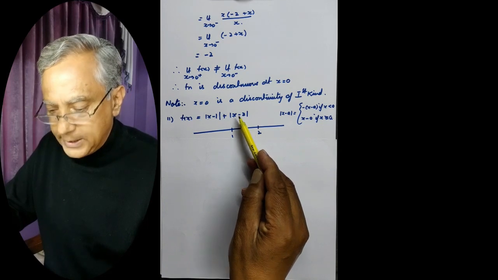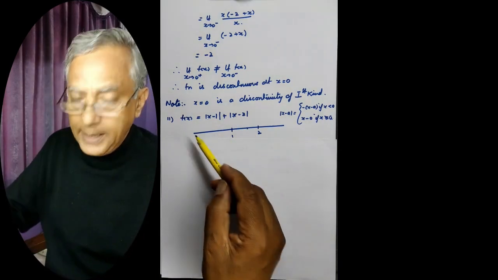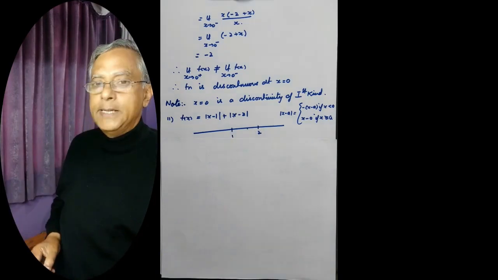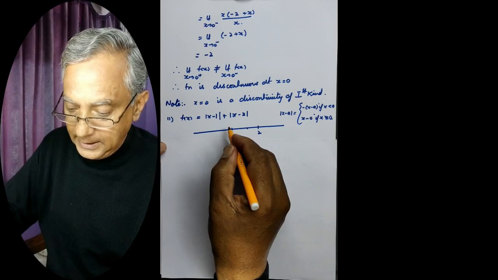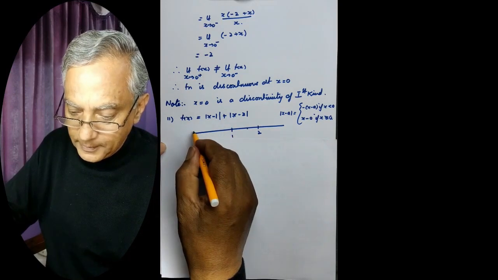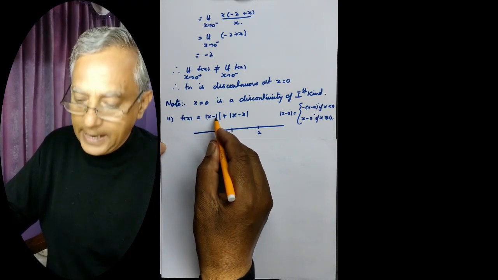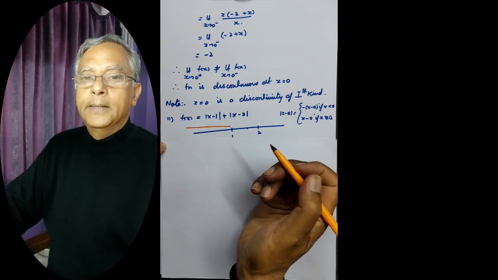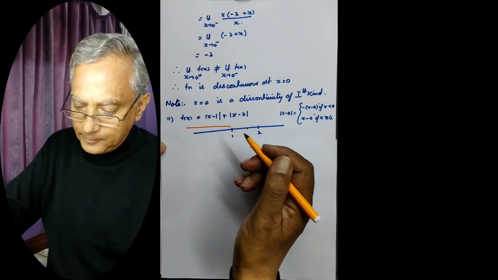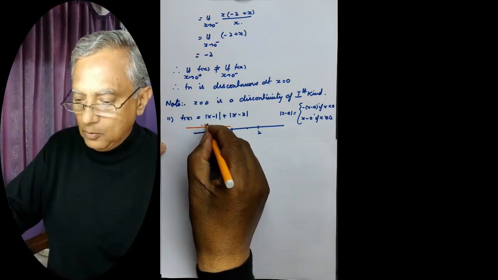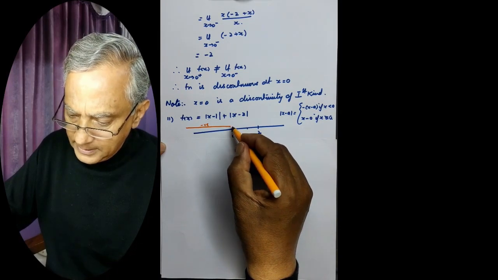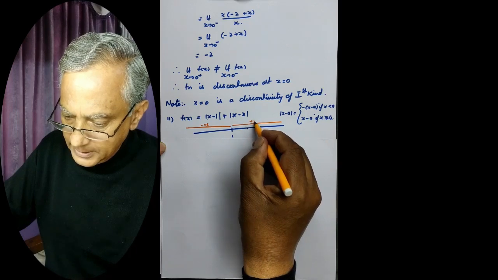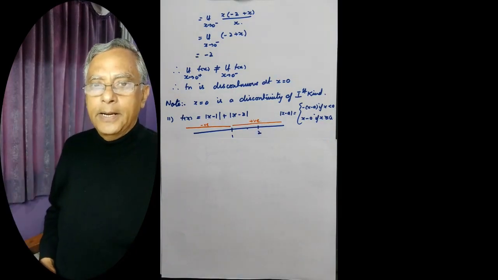So what we do is, this is the number line. These are the points 1 and 2. Now what we note is, for x less than 1, x minus 1 is negative. And for x greater than 1, x minus 1 is positive. X minus 1 is positive in this interval.